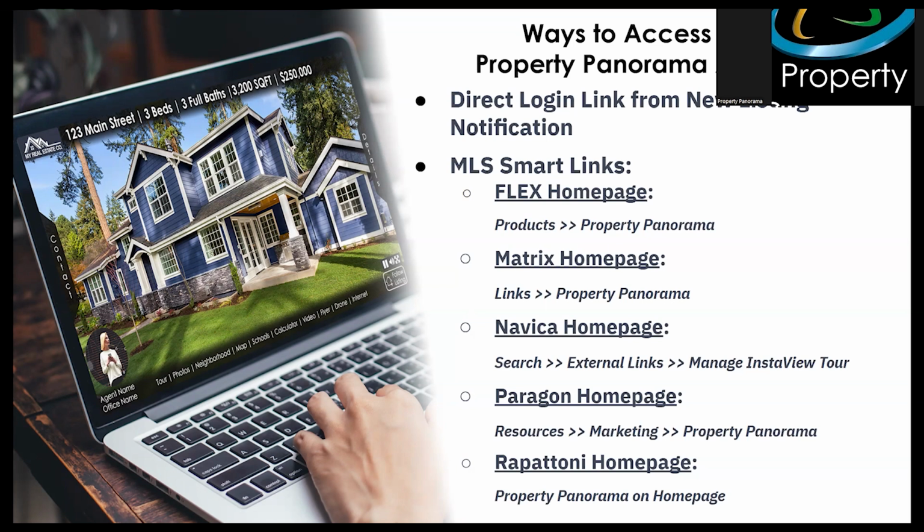It just depends on the agreement with the MLS. But the best way to find that out is to log into your account with us, depending on the MLS you're with. Flex, Products, Property Panorama, Matrix, you can go in through links. If you're with Navica, search external links, manage InstaView Tour. If you're a Navica MLS, I can tell you that all of the Navica MLSs are in the $9.99 pricing point. And then Paragon, ICE, Resources, Marketing, and then Rapattoni, we're right on the homepage.